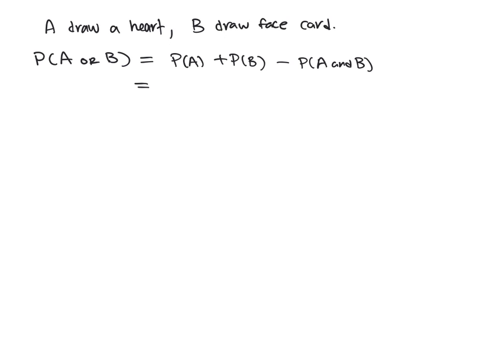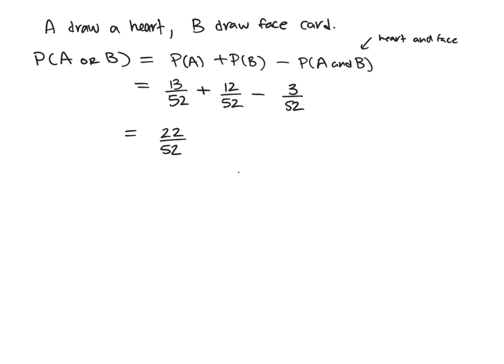And then just consider each event separately. What are the chances that you draw a heart if you have a deck of cards? 13 out of 52. What are the chances that you draw a face card? 12 out of 52. And this last one is heart and face cards. So how many hearts are face cards? 3. And then just go ahead and add. And I think you get 22 out of 52.